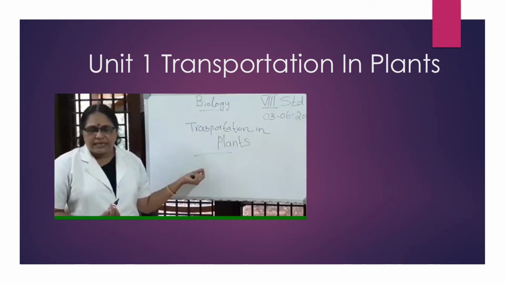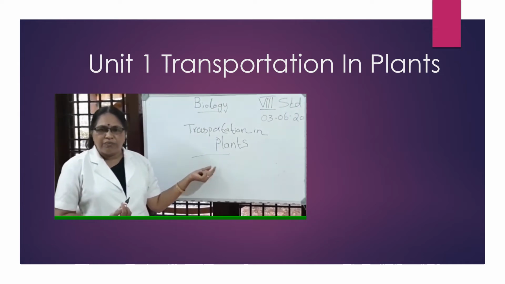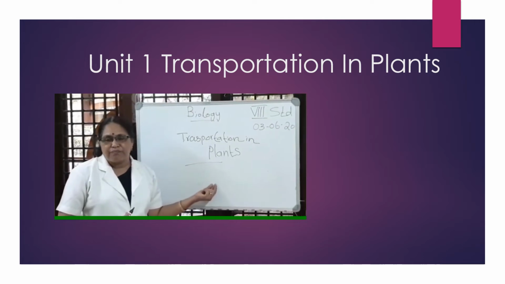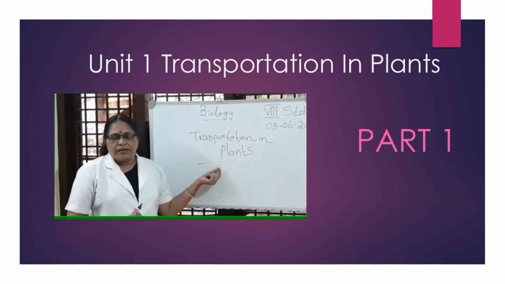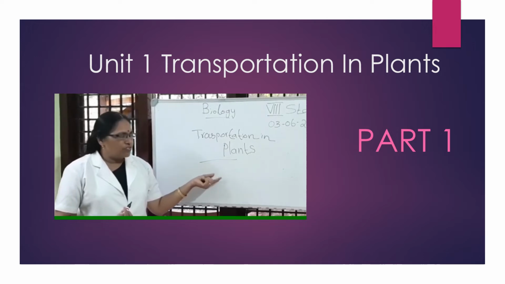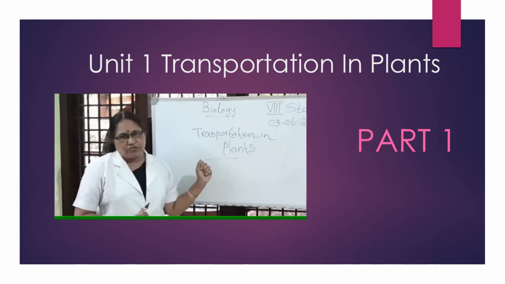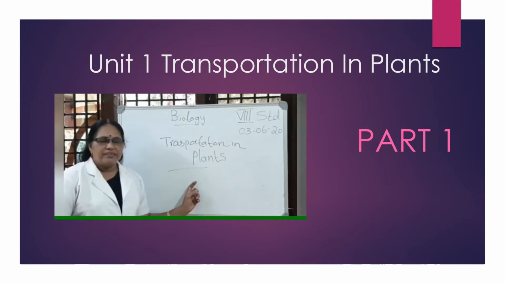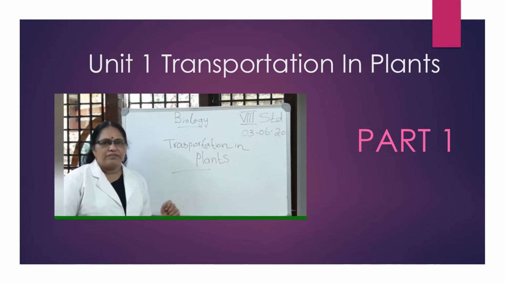The transportation in plants is carried out by the two systems in plants. They are the root system and the shoot system. Let us learn this process in detail.